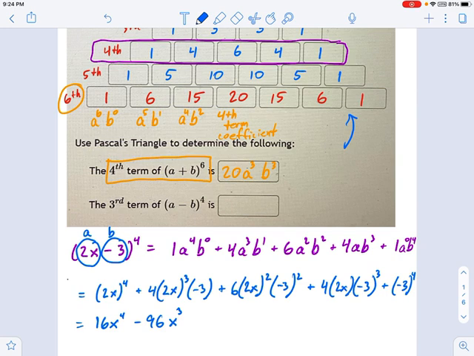What this helps you do, as long as you have some handy way to multiply the integers together, is expand out a binomial, or if you need just one particular term, you can quickly find that term.